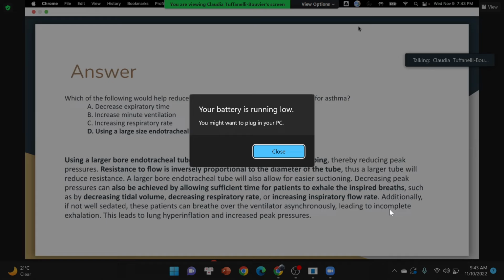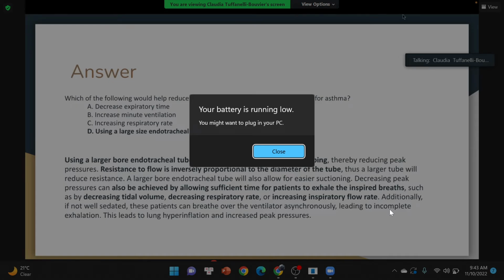So the answer is actually going to be D, using a larger endotracheal tube. Using a larger tube will reduce the resistance in the airway, and actually then reduce peak pressure, because there's less dead space and less resistance. So remember from college or high school that resistance of flow is inversely proportional to diameter. So increasing the size of the tube will decrease the resistance that's met.